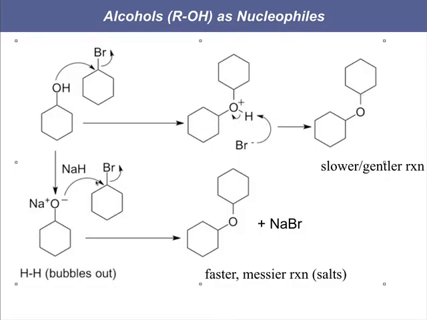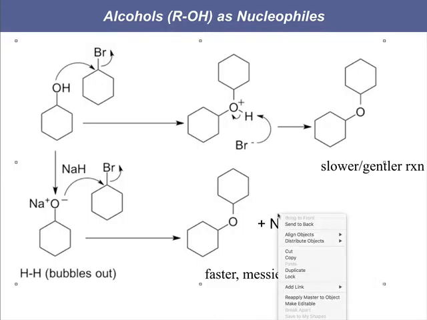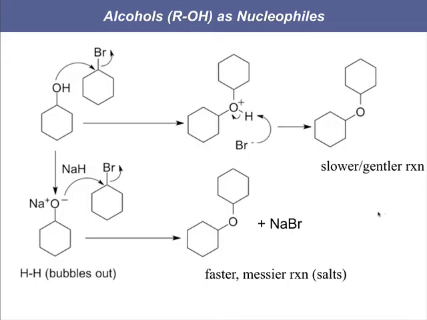The bottom pathway is a much faster reaction. We introduce a very reactive reagent to generate a stronger nucleophile, but as a result of that, we also end up with an inorganic byproduct that we need to separate out. So we have a faster, messier reaction in the bottom pathway, or a slower, gentler reaction in the top pathway. But in both cases, we still get the same organic byproduct.